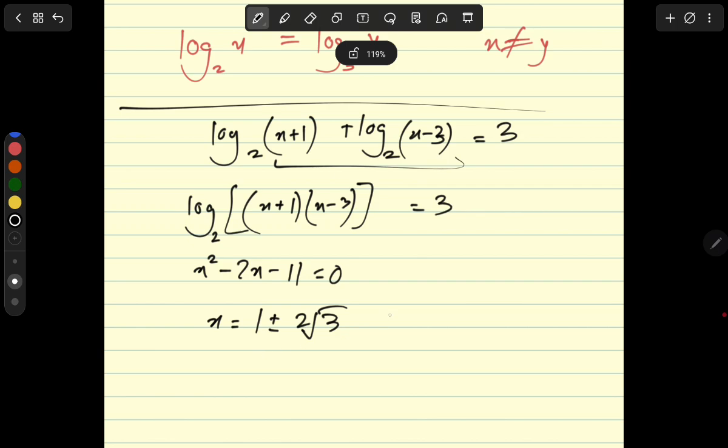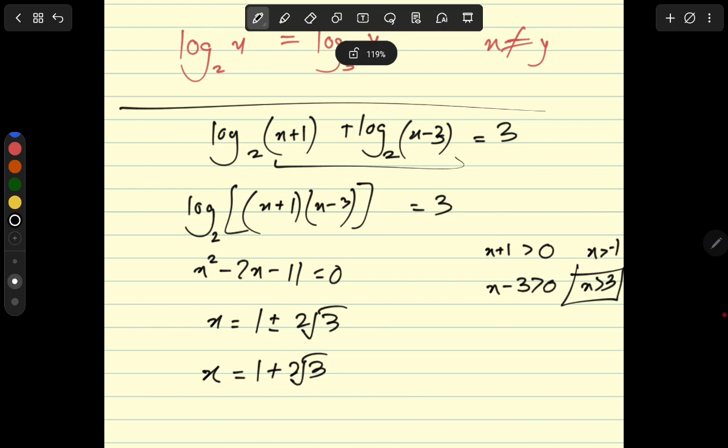So now we are going to just keep, because our domain restriction says that x plus 1 is greater than 0 and x minus 3 is greater than 0, right? So x is greater than negative 1 and x is greater than 3. So we will use the common part, x is greater than 3. So now the negative part gets rejected and we will just use one answer. X is going to be 1 plus 2 root 3. That's it. So this survives, the other one gets rejected.